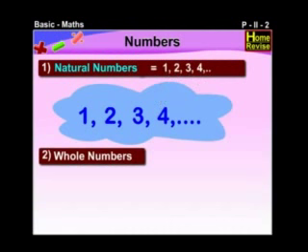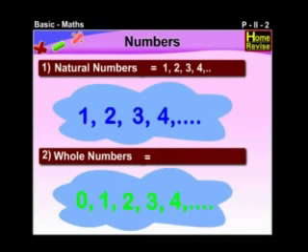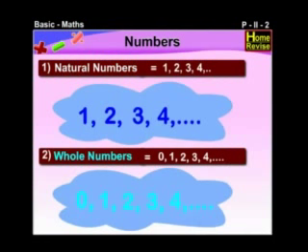Second, whole numbers. Considering 0 to be a number, it was added to the group of natural numbers. That is, the group 0, 1, 2, 3, 4 etc. was formed. The numbers in this group are called whole numbers. Now see, natural numbers means 1, 2, 3, 4 etc. and whole numbers means 0 added to the numbers, 0, 1, 2, 3, 4 etc.